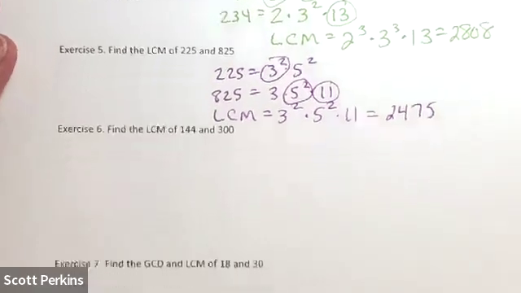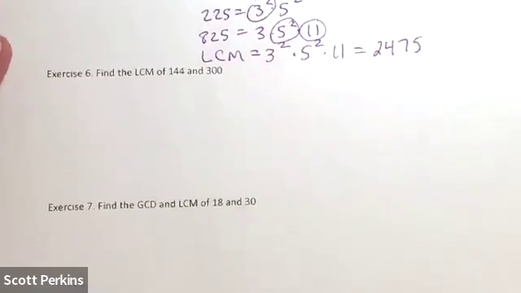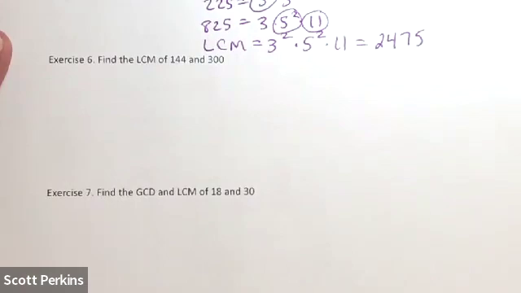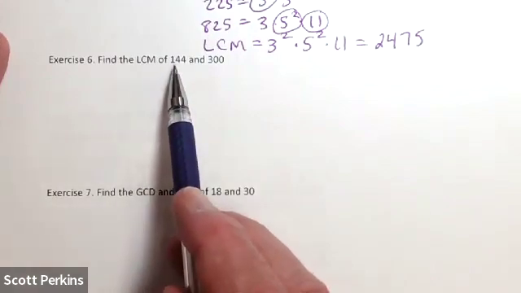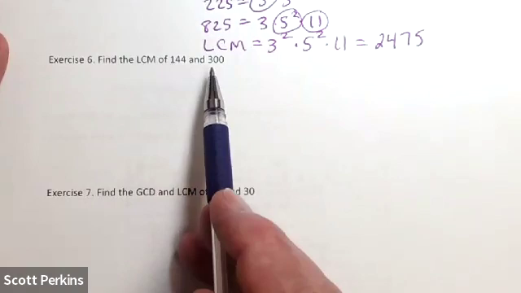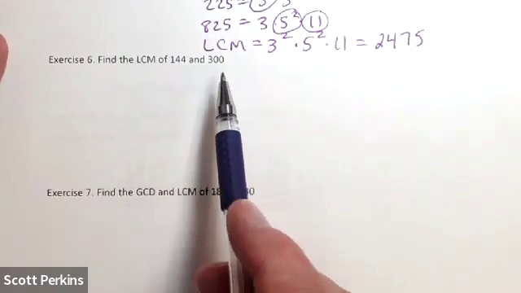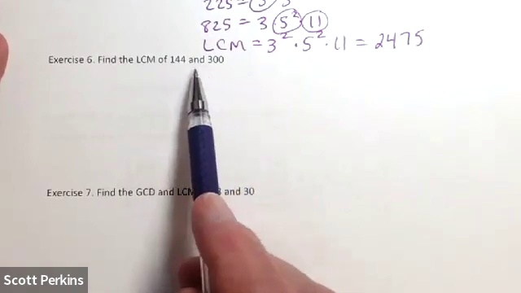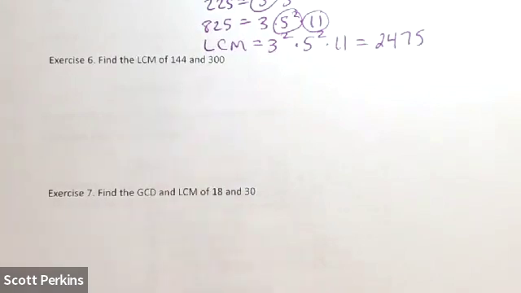So here's one with new numbers, exercise 6. So I'd like you to pause the video and do the prime factorization for 144, the prime factorization for 300, and I would like you to find the least common multiple of that, please.